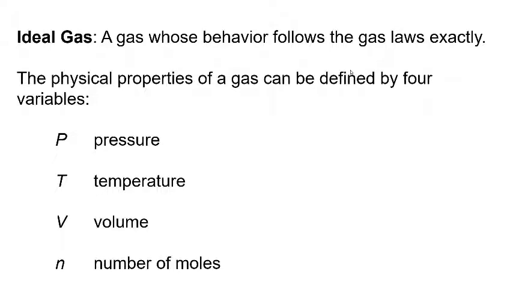Okay, so whether we're talking about an ideal gas or a real gas, it's important for us to know that the physical properties of a gas can be defined by four different variables. So pressure, which we've already discussed, which has a symbol of P; temperature, which has a symbol of T, and typically when we're working with gases, our temperature is going to be in units of Kelvin. So again, that's degrees Celsius plus 273.15. We're going to be dealing with volume, which is typically in liters, and number of moles, which is N, which will have units of moles.